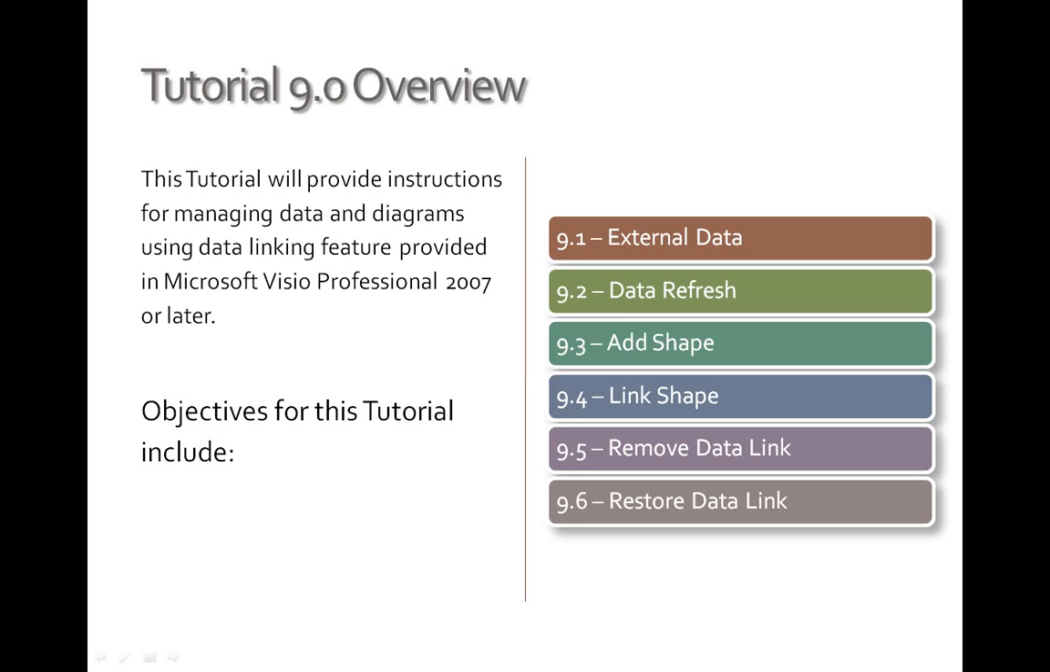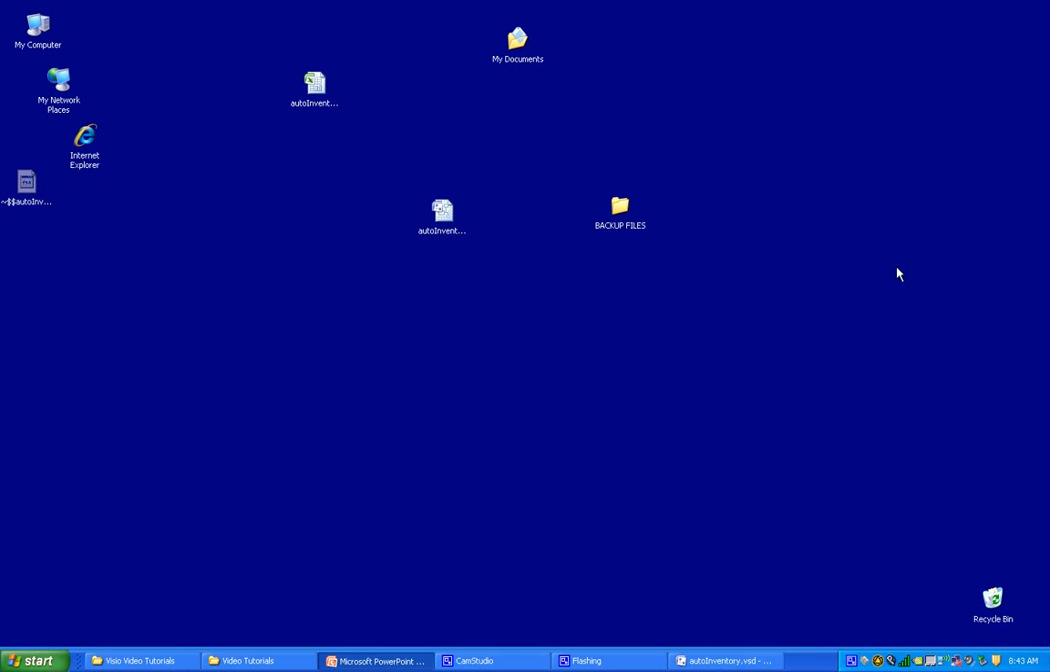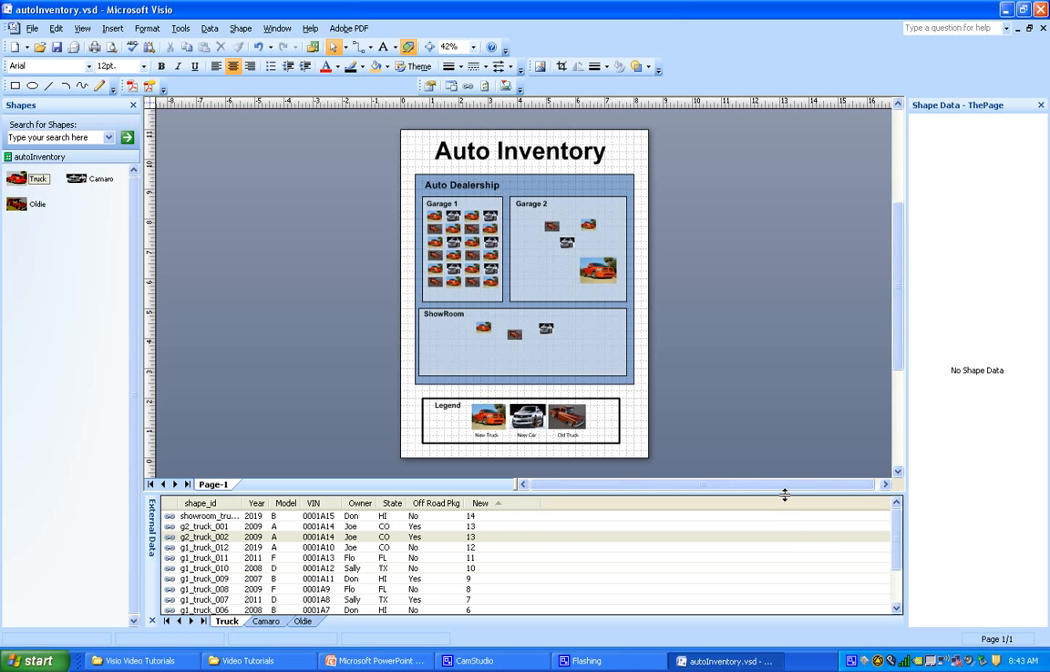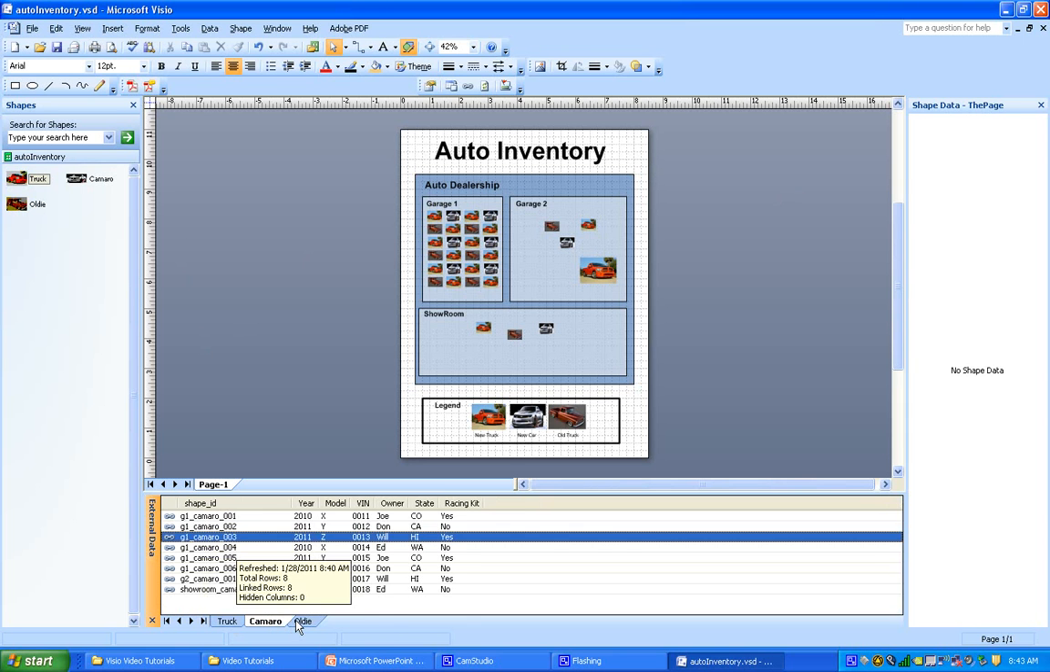Okay, here we are in tutorial 9.0 again, and we've completed 9.1 through 9.4. Now we're at 9.5. We're going to look at removing a data source link. If you remember, we established links in Visio. I have it open. I'll just get back in there. We established data source links to the truck spreadsheet, the Camaro, and the oldie.